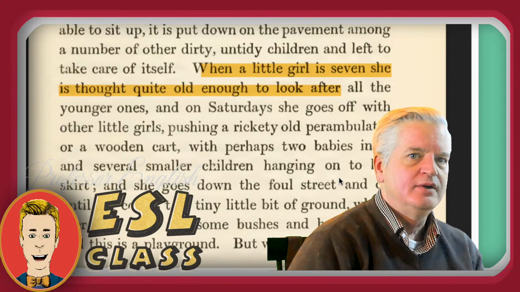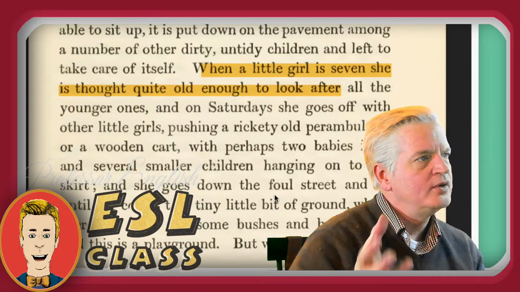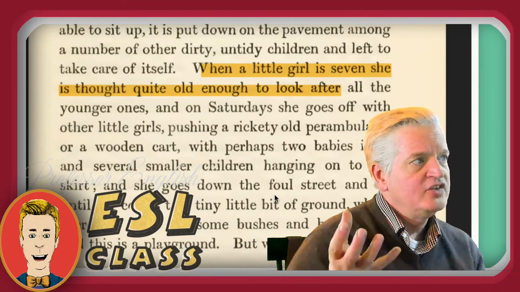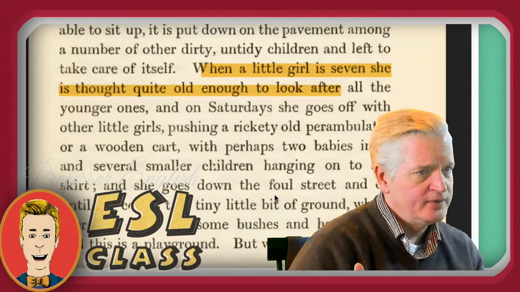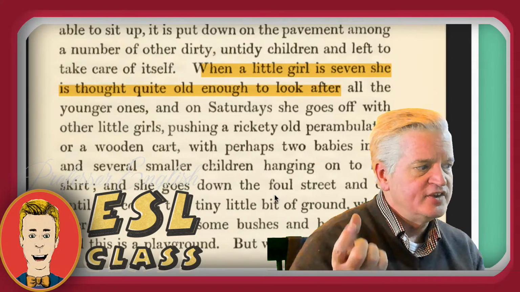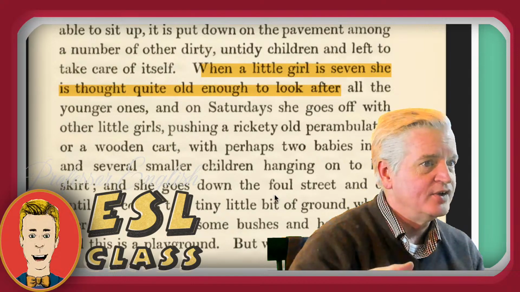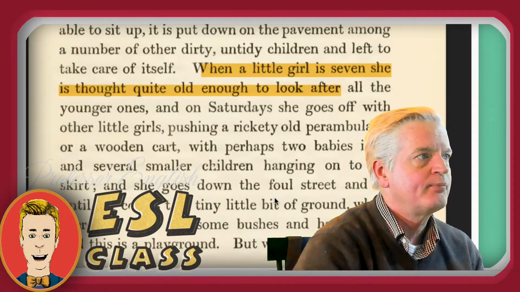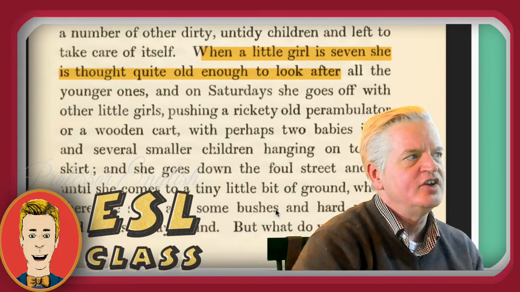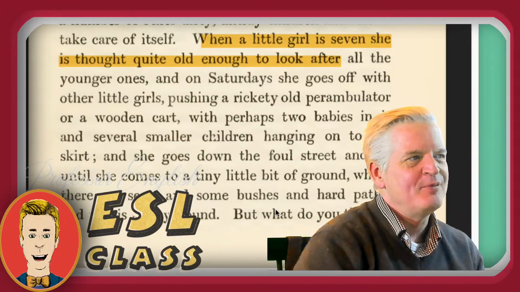All right. So let's see, how do they use it here? When a little girl is 7, she is thought quite old enough to look after all of the younger ones. So when a girl is 7, she has to take responsibility for the younger children. She has to watch them. She has to manage them. And on Saturdays, she goes off with the other little girls, pushing a rickety old perambulator.